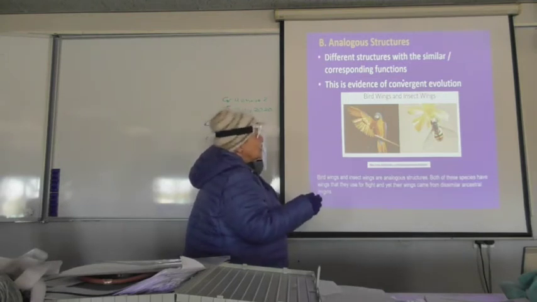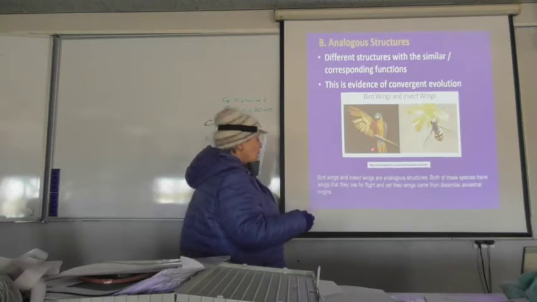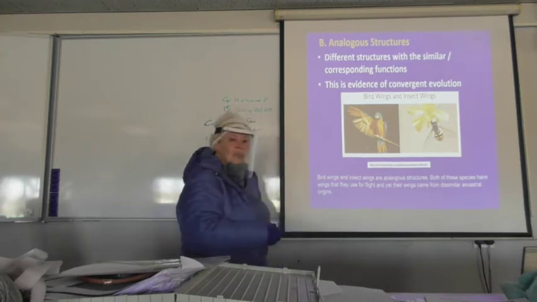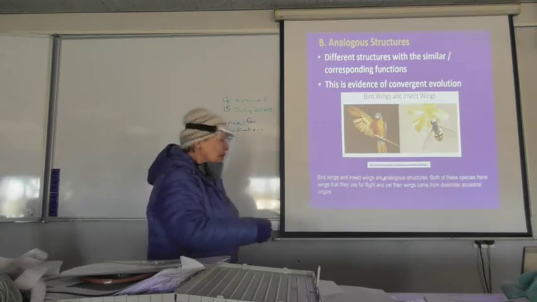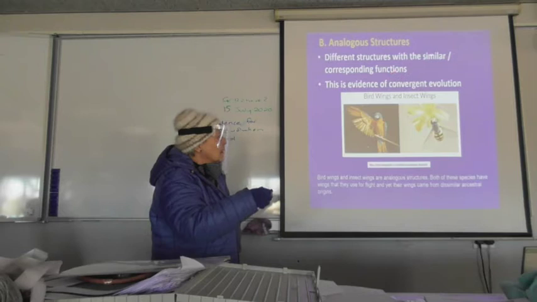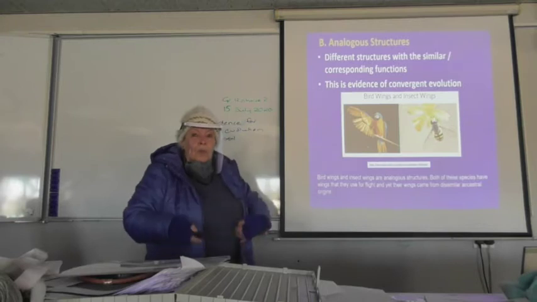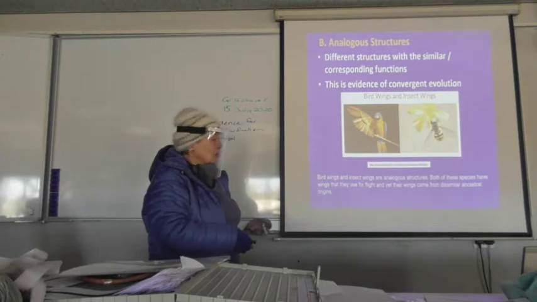They've got a similar function, but it's a very different structure. Bird wings and insect wings are analogous structures. This is like in English when you talk about an analogy. Both of these species have wings that they use for flight, but the wings come from dissimilar ancestral origins, but they use them for a similar function. Analogous structures, convergent evolution: evolving something that enables organisms to perform the same function.